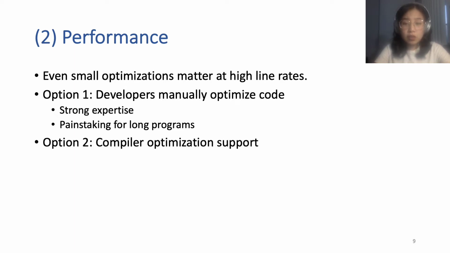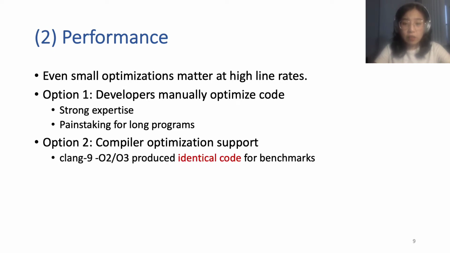Another approach is to use compiler support for optimization. However, this is lacking today. For the benchmarks in our experiments, the higher optimization flag O3 produces the same code as O2. This isn't because O3 is already amazing. We have identified several optimizations over O2 code.